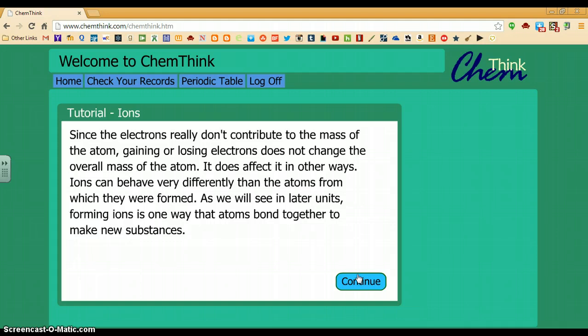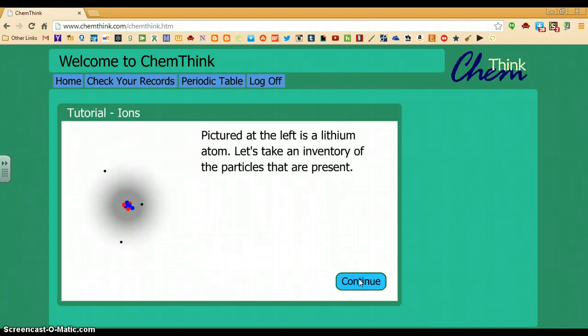So remember that. It doesn't change how much it weighs. That has to do with neutrons and protons. It just changes the charge. It does affect it in other ways. Ions can behave very differently than the atoms from which they are formed. As we will see in later units, forming ions is one way that atoms bond together to make new substances.